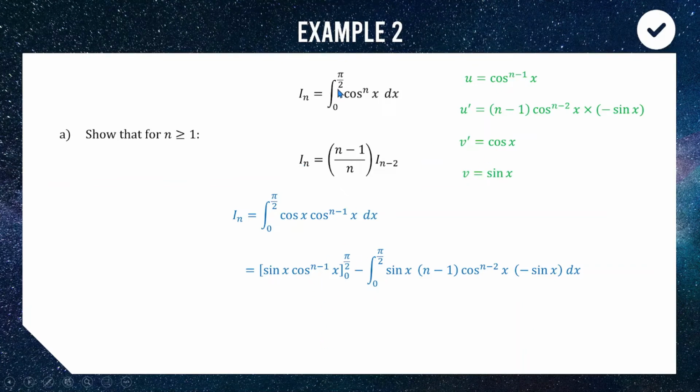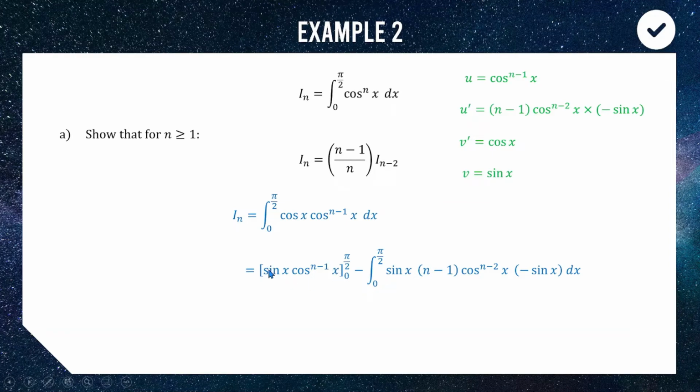Limits, same from the question, are between 0 and pi on 2. Take away the integral of, we got u prime times v right here. So we've got our expression that we differentiated for u prime floating around here, and this is being multiplied by v, which is our sine x, so right there. We're going to tie this up as best we can.